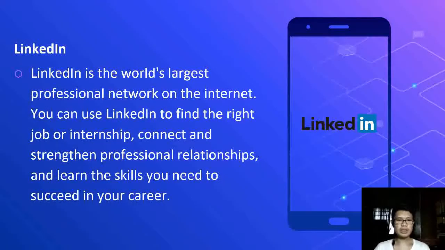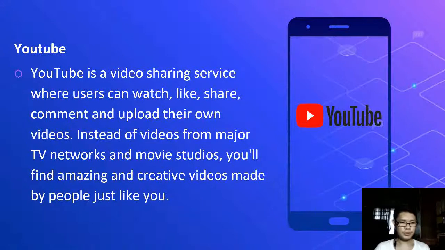LinkedIn is the world's largest professional network on the internet. You can use LinkedIn to find the right job or internship, connect and strengthen professional relationships, and learn the skills you need to succeed in your career. Another is YouTube. It is a video sharing service where users can watch, like, share, comment, and upload their own videos. Instead of videos from major TV networks and movie studios, you'll find amazing and creative videos made by people just like you.